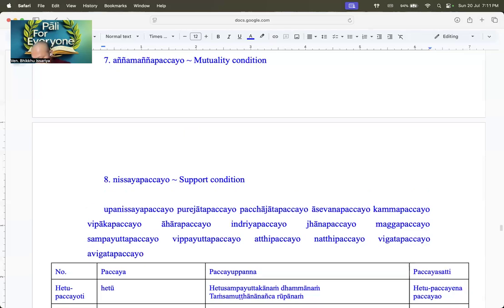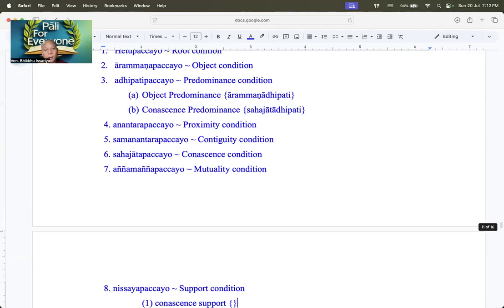So that Nissaya also actually has two parts, conascent and prenascent support condition. When they arise together, conascent support. So that is the Sahajāta Nissaya.